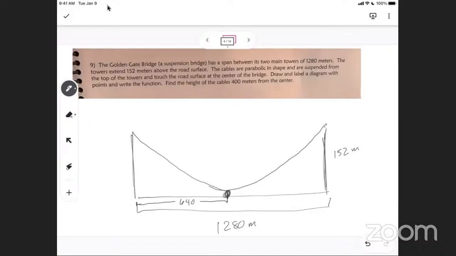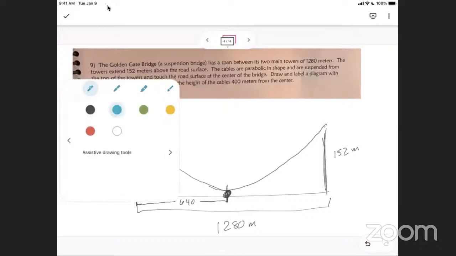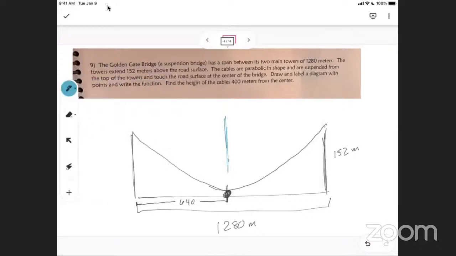So let's call this point right here. Let's call that point, just for ease in this, let's make it, we're going to make an XY plane. Okay. And let's call that point 0, 0.